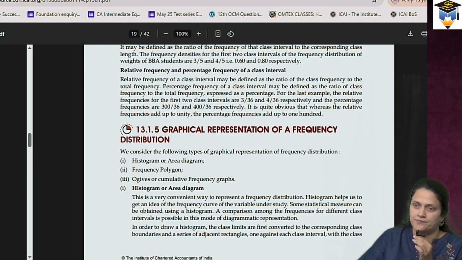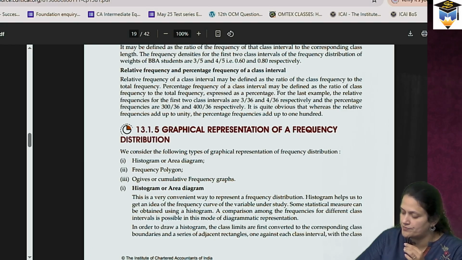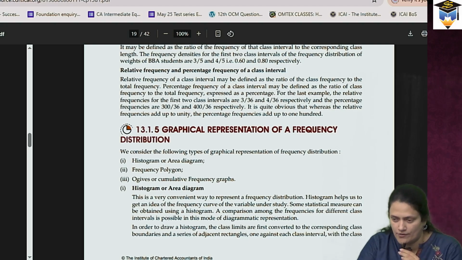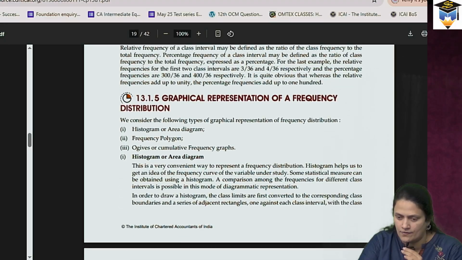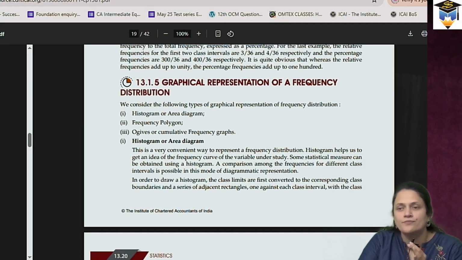Population growth. Trade balance effects. Toxicology. Data visualization. Finished? Understood? Now give the heading as graphical representation of frequency distribution.